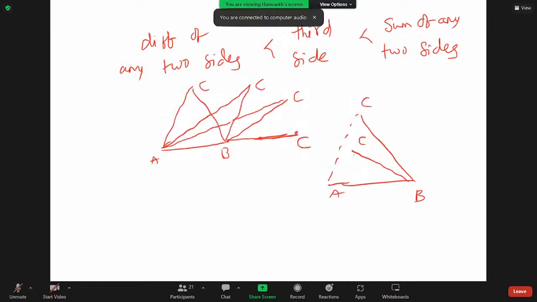between AB and BC. This point C will be moving towards A. So the distance AC will decrease. As you keep decreasing the angle, the distance keeps on decreasing, and the minimum length comes when the angle is 0. Then what is this AC? It is AB minus BC.